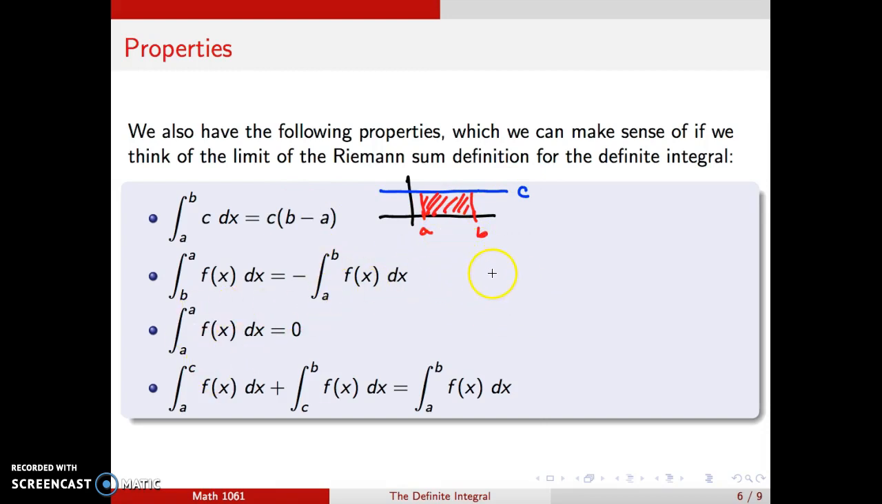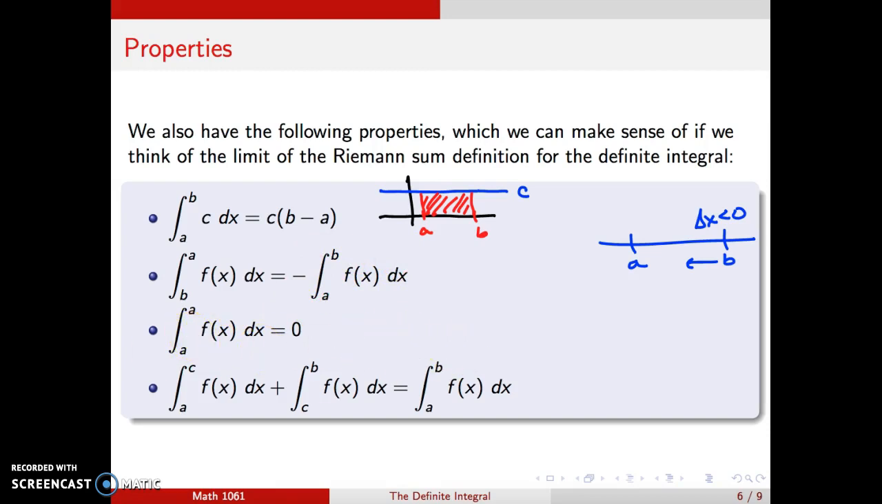For this property, if I go from b to a, so I've reversed these limits of integration, think about going from b to a, one way of thinking about it is my delta x would have to be negative because I'm going in this direction. So my delta x would be negative. And so the effect is, in switching those limits of integration, it has the effect of multiplying the definite integral here by -1.